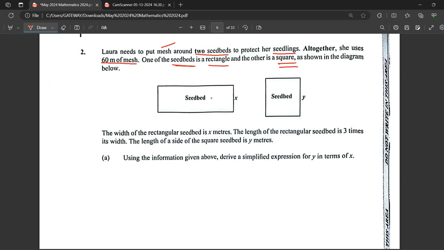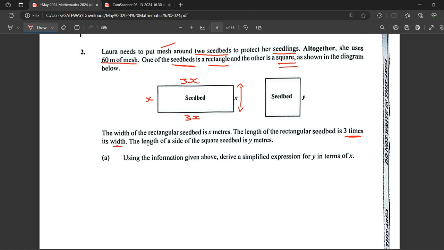You have a rectangle seedbed and a square seedbed. So they say the width of the rectangle seedbed is x meters. That is, as we could clearly see, over here. That is x. Now the length of the rectangular seedbed is 3 times the width. So if the width is x, then the length is 3 times that. 3 times x is really 3x. And I could just fill in the remaining places. So here will be 3x, and here will simply be x.